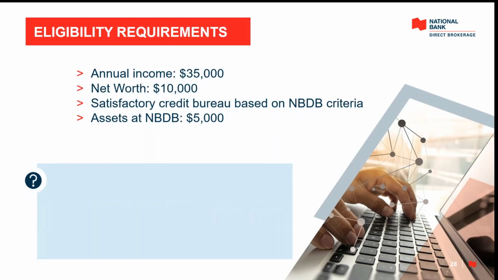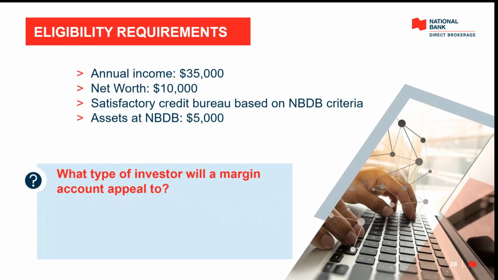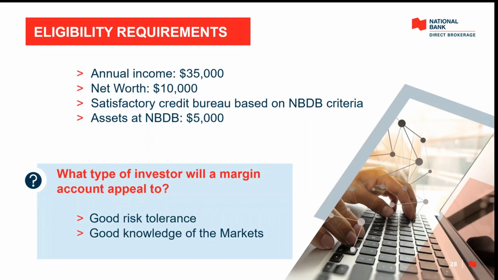Our next slide shows the eligibility criteria for the margin account when you apply. You require an annual income of $35,000, a net worth of $10,000, a credit bureau meeting the criteria of National Bank Direct Brokerage, and finally, assets at National Bank Direct Brokerage of at least $5,000. What type of investor will a margin account appeal to? An investor who has a good risk tolerance, good knowledge of the markets, and someone who is financially at ease.